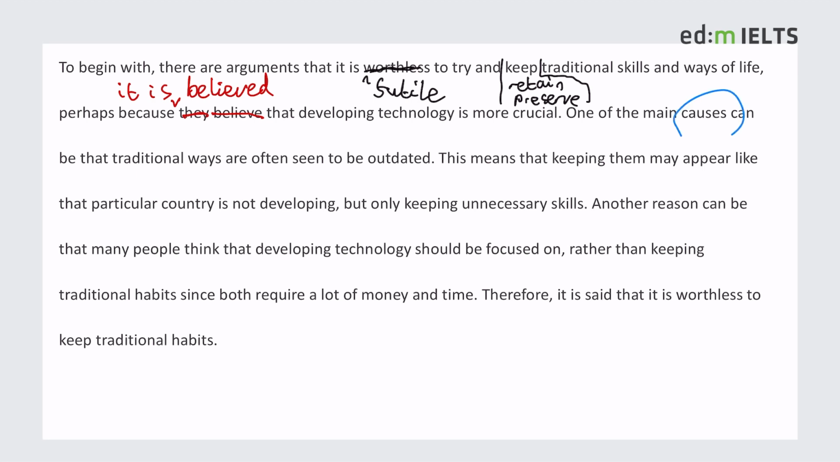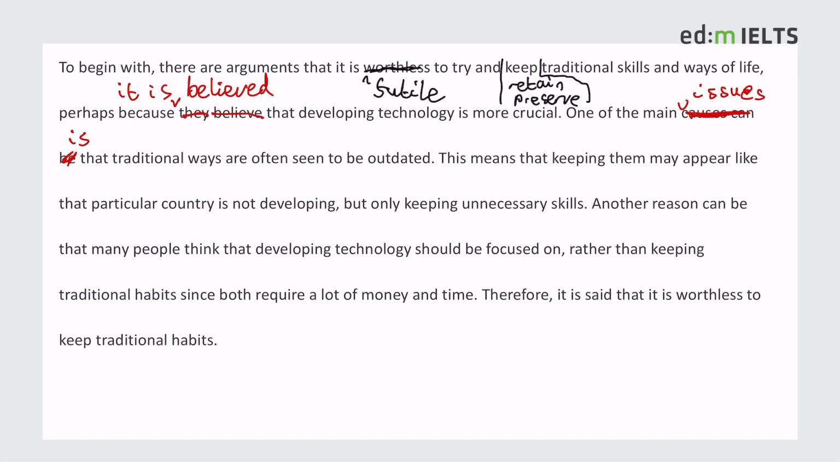One of the main causes of what? Causes of an argument? I do not understand. So I'm going to change that. I don't get can be either. One of the main issues just is. You could say could be, might be, but it's not very persuasive, is it, if you're not even very confident in your own argument? So one of the main issues is that traditional ways are often seen to be outdated.